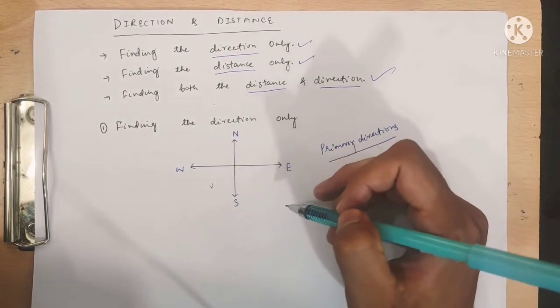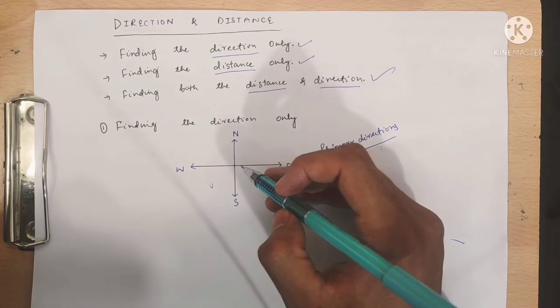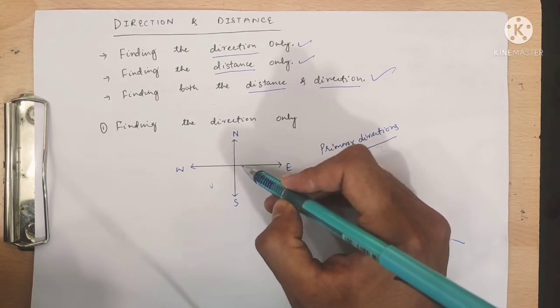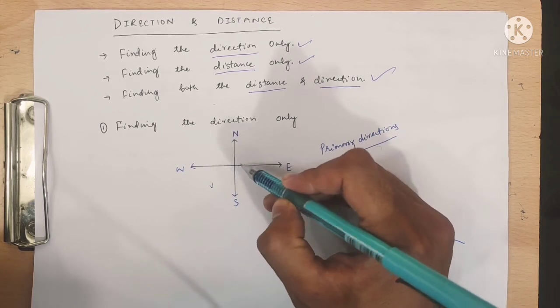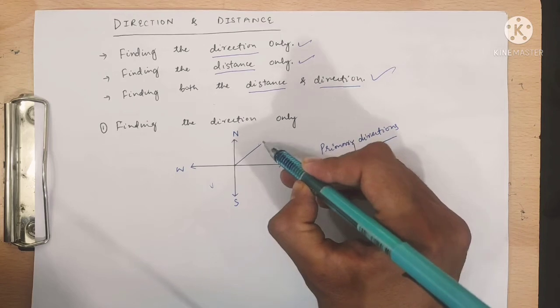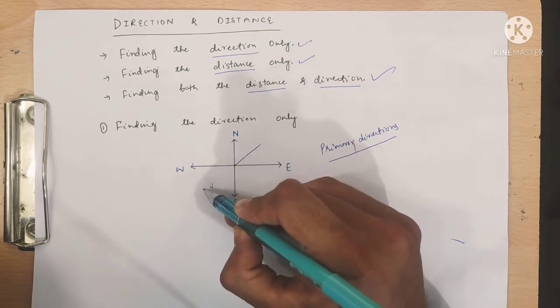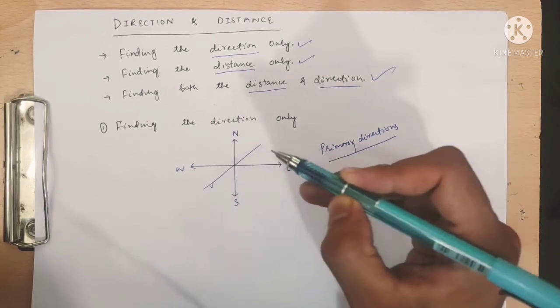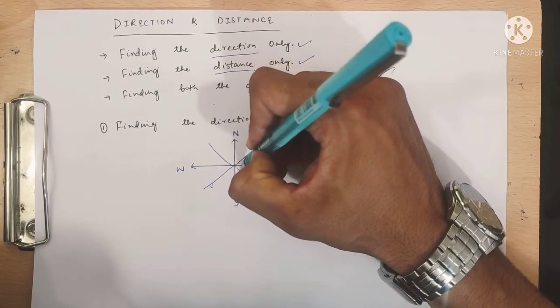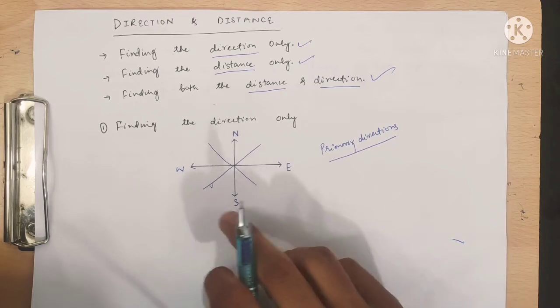Now there is another type of direction, which is called the cardinal direction. What are the cardinal directions? What do you mean by cardinal direction? They are the directions that lie in between these directions, like this, and like this and like this. So these are called cardinal directions.